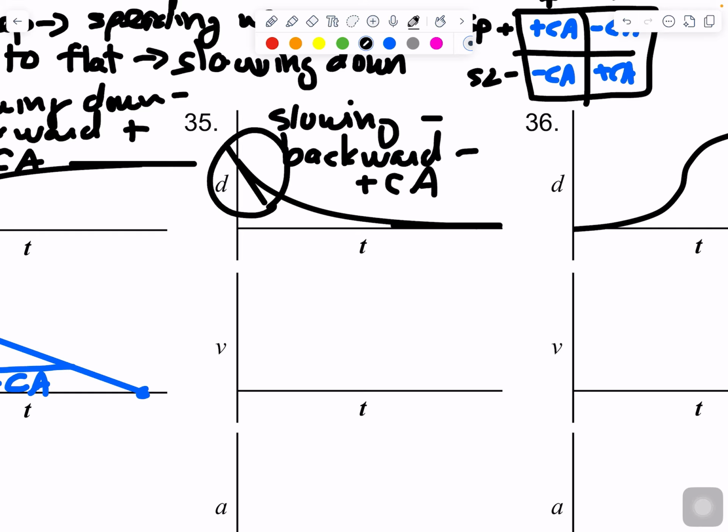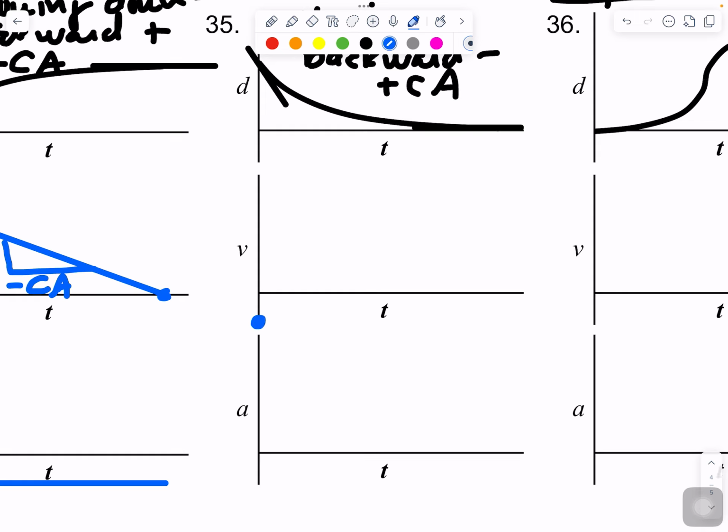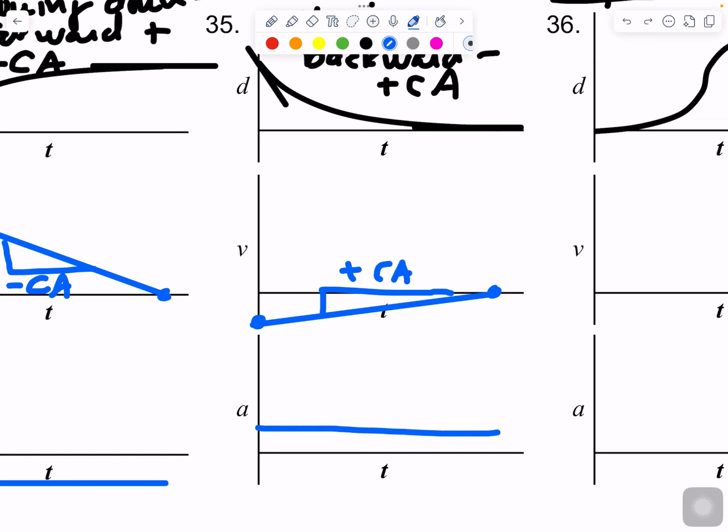I start with a negative velocity down here. I end with zero velocity over here. Connect those with a straight line. Notice it's an upward slope, meaning positive constant acceleration, just like we saw there. And I can plot that as a horizontal line across like that. Remember, positive, zero, negative.